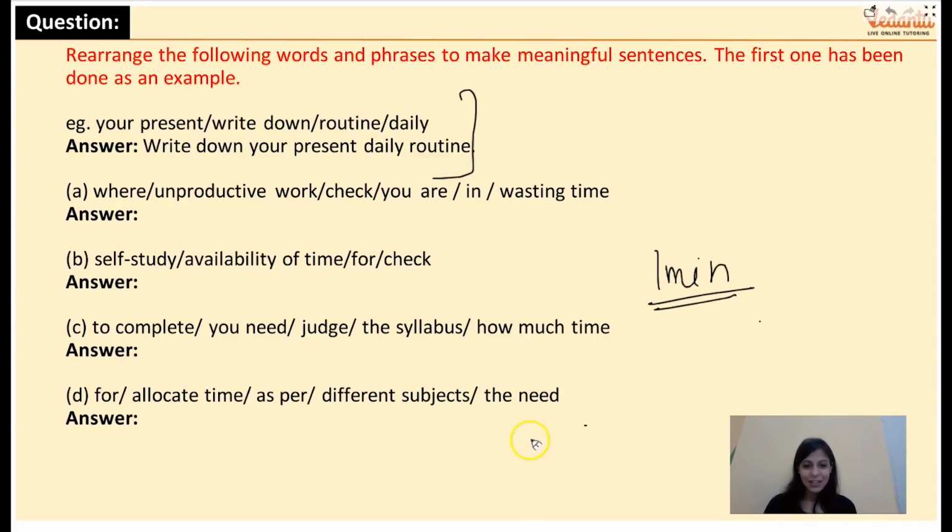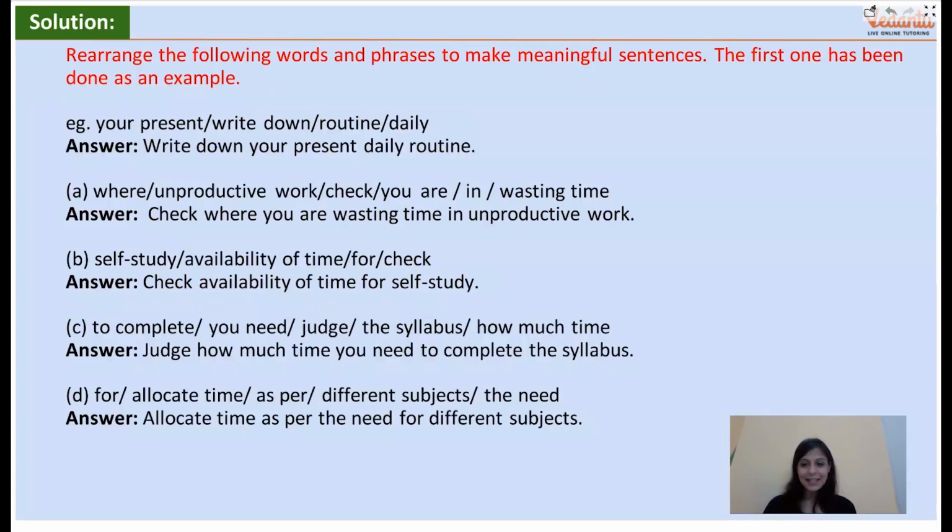Okay, so let's see what the answers are like. It's like you took less than a minute. Check where you are wasting time in unproductive work. Check availability of time for self-study. Judge how much time you need to complete the syllabus. Allocate time as per the need of different subjects.